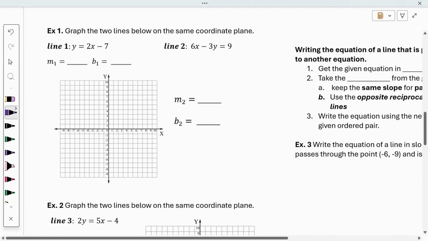All right, so we're going to graph the two lines below on the same coordinate plane, and we're going to try to determine if they're parallel or perpendicular. So for this first one, y equals 2x minus 7. This is already written in slope-intercept form for me. I know that has a slope of 2 and a y-intercept of -7. So I'm going to begin at -7 on the y-axis, and then I'm going to go up 2 over 1.